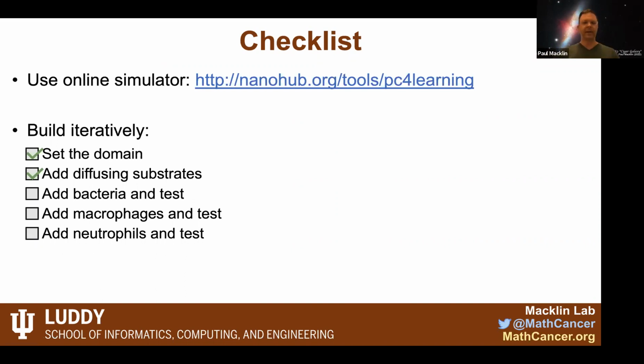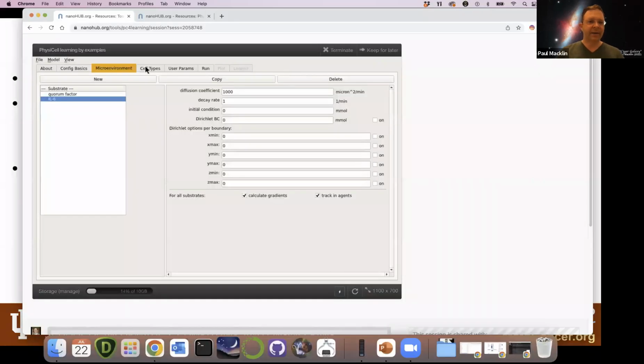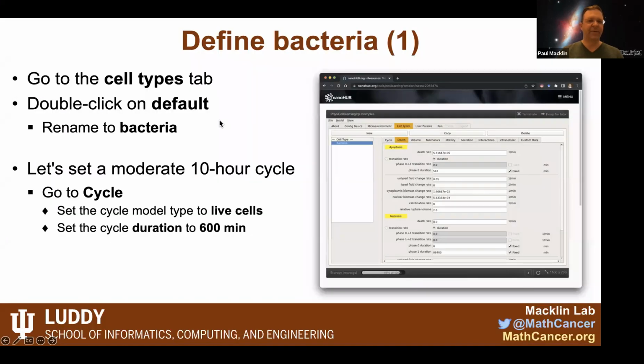Okay, so now the first thing we do is we're going to go to the cell types tab. And you see that there is kind of a default name, just called default, not particularly interesting. So we're going to double click that and rename it to bacteria. And then we are going to choose a different cell cycle representation and give them the life cycle model and set a cell cycle duration of about 600 minutes.